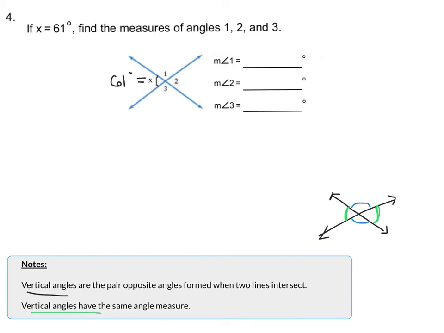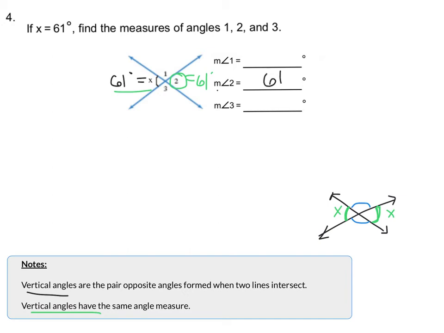Another property is that vertical angles have the same angle measure. So that means that if this green angle was x, then this other green angle is also x. They have the same angle measure. If we go look at our diagram, we know that x is 61. Well, x is a vertical angle to angle 2, so that means that 2 has the same measure as x. And that tells us that 2 is equal to 61 degrees. So we know that angle 2 is 61 degrees.